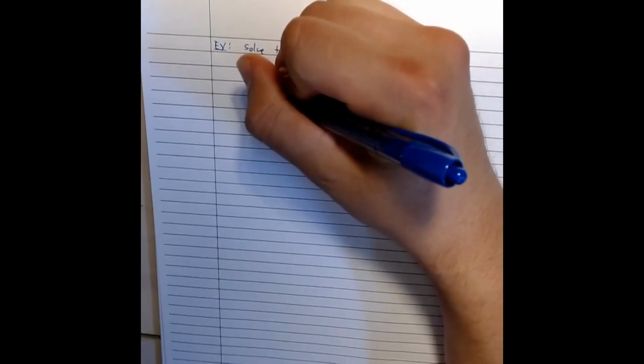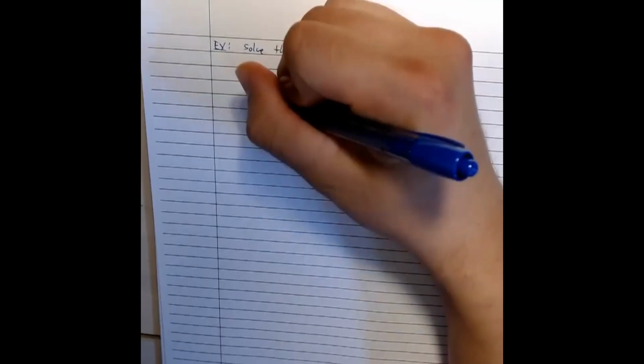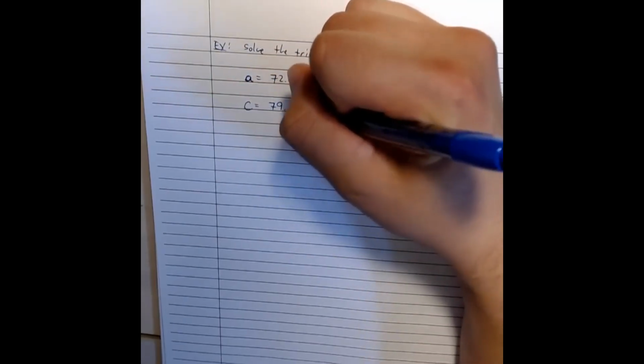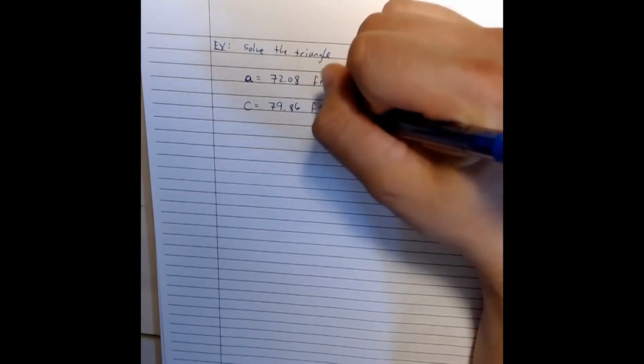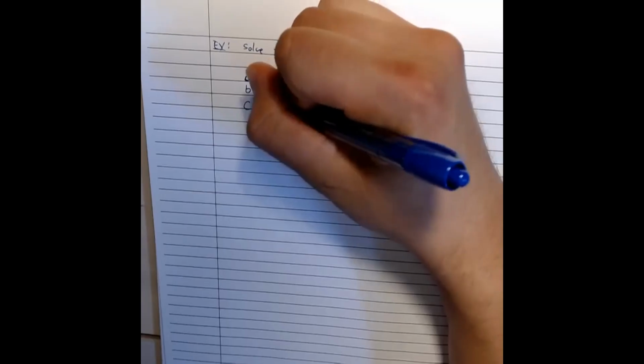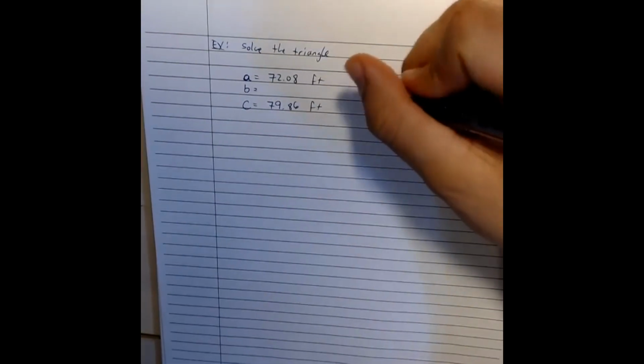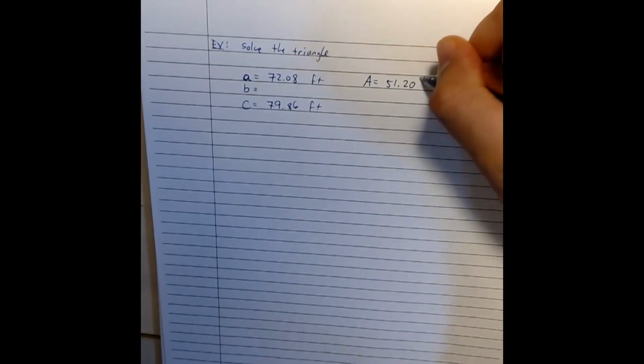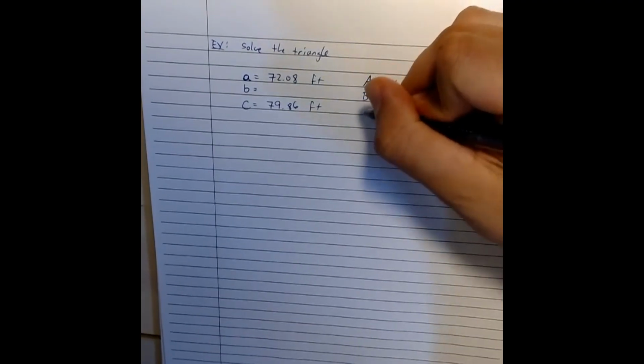We're going to say the side length little a is 72.08 feet. We're going to say the side length little c is given by 79.86 feet. And the side length b is some unknown amount. We need to figure that out. Likewise, the angle A is given by 51.20 degrees. The angles B and C are currently unknown to us.